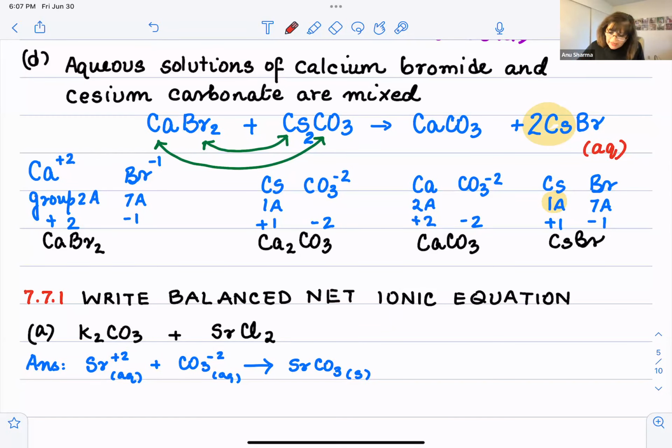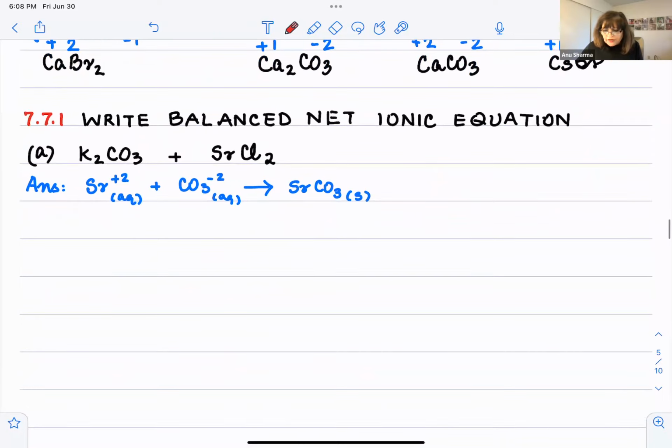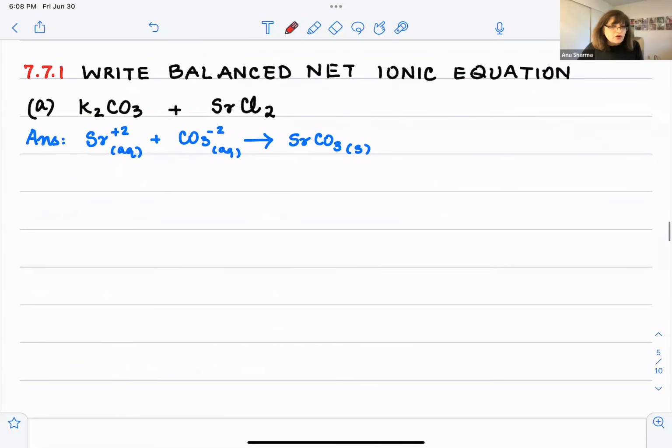So here they are saying aqueous solutions of calcium bromide and cesium carbonate. So soluble, partially soluble also. Cesium, group 1A, is soluble, but carbonates, all the carbonates are insoluble. So this would be a solid. Okay, so this is a good practice for identifying the solubility.